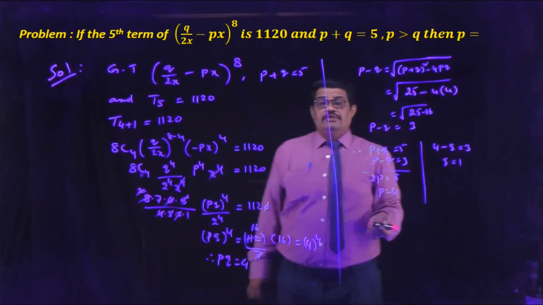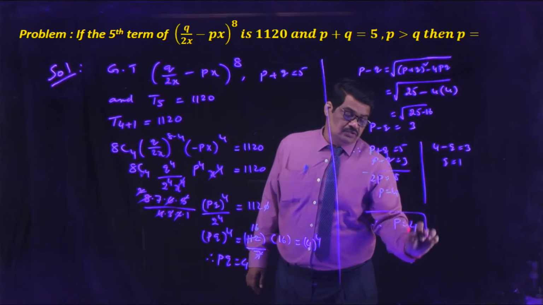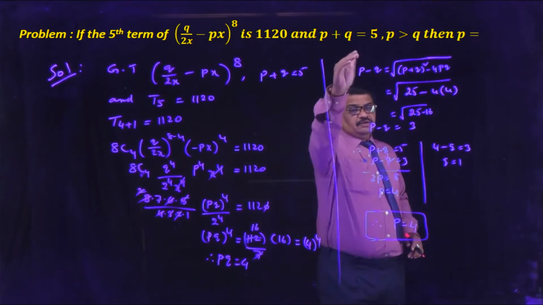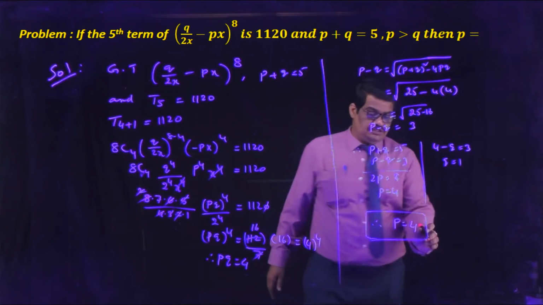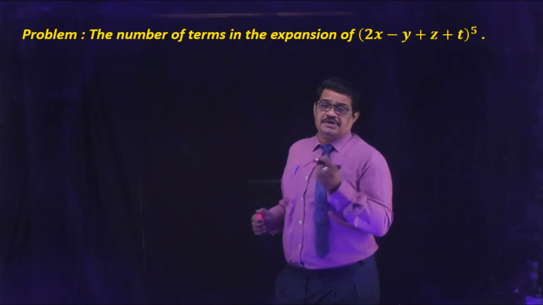So therefore the value of p is 4. We are finding the value of p. So that is the required value. That value is p. p is equal to 4. That is the answer. Okay. See the next problem.